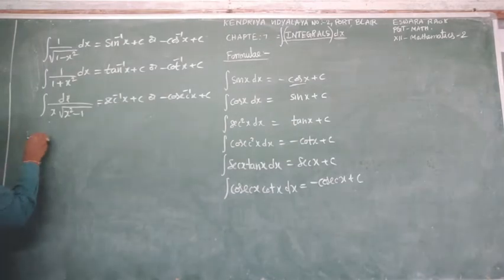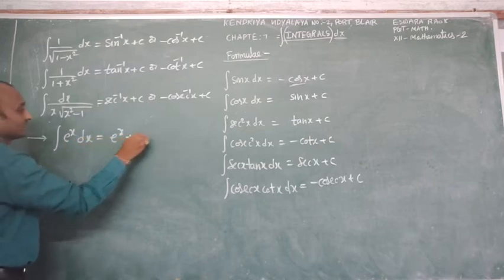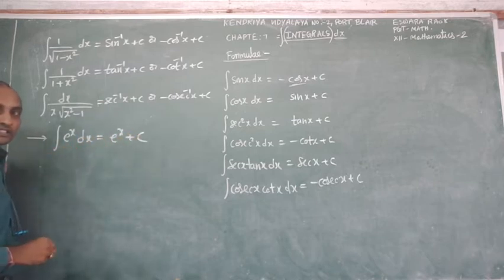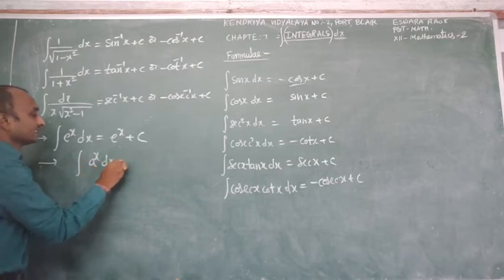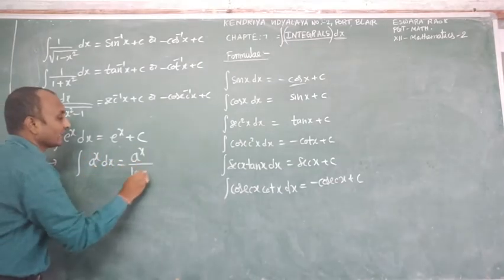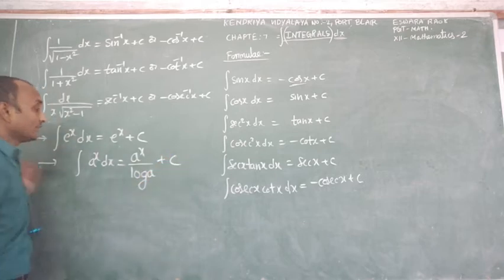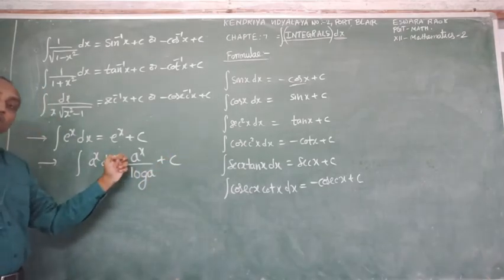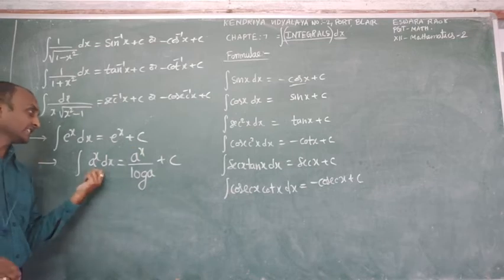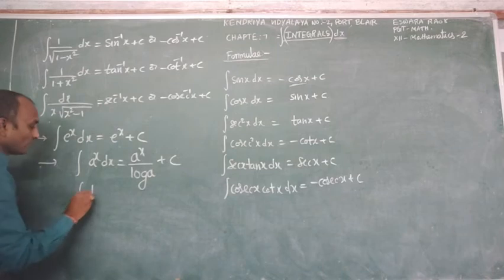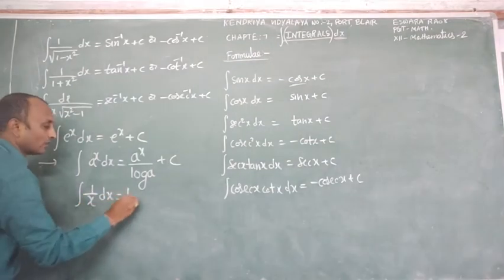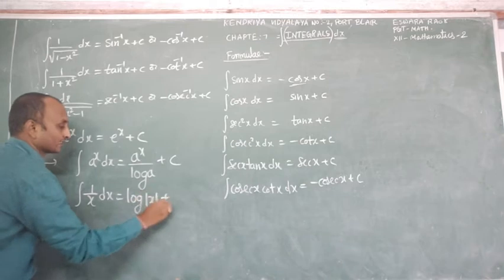Similarly, the integration of e power x dx is e power x plus c, because the derivative of e power x is e power x. So the integration of e power x is e power x plus c. The integration of a power x dx is a power x divided by log a plus c. The derivative of a power x is a power x into log a, so the integration of a power x is a power x by log a plus c. Remember that. Next, the integration of 1 by x dx will be log mod x plus c.